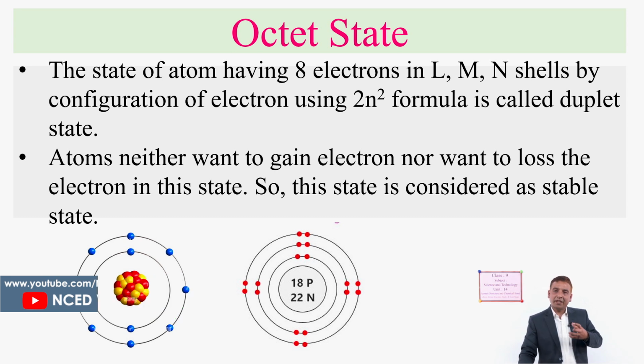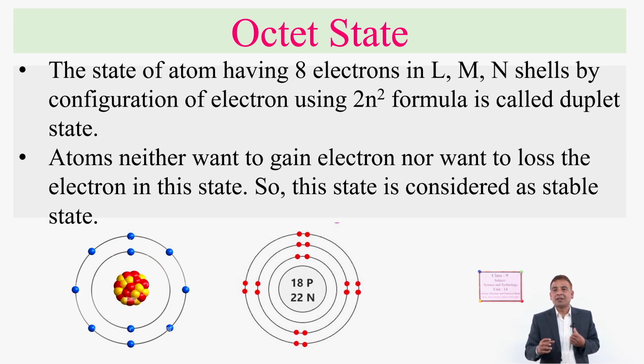So if an atom acquires the octet state, this atom neither wants to gain an electron nor wants to lose an electron, so it does not want to react with other atoms. So it is called the stable state, or it is also known as the inert state of an atom.